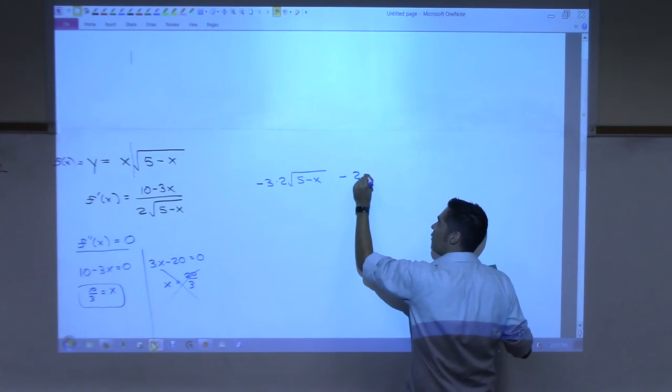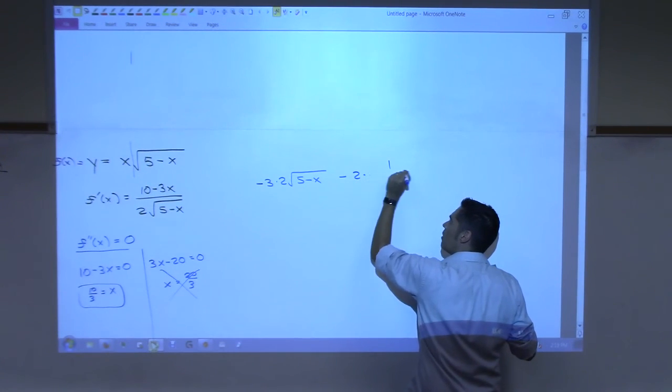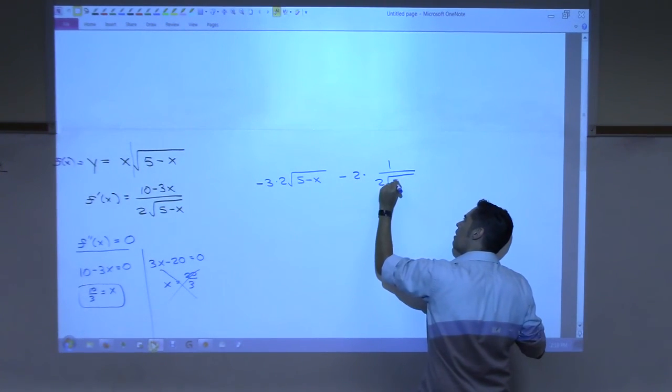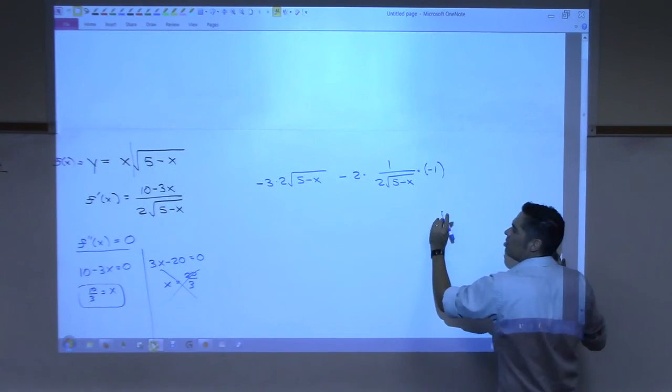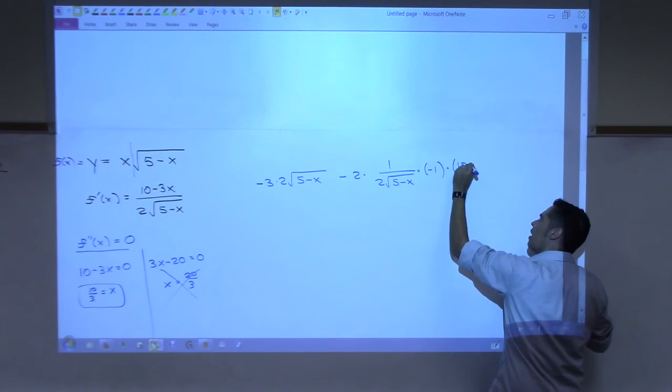So there's a 2 there already, right? And then 1 over 2 roots of 5 minus x times the inside derivative, which is negative 1, times the top, 10 minus 3x.